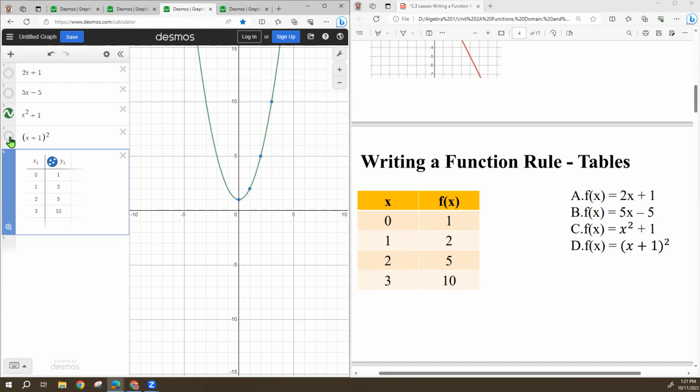I always like to check all the options. The purple one, it's definitely not the purple one. This green one goes through all of these points. This curve contains all 4 of those points in the table. That means they are part of my function. And so x squared plus 1 is the function this table is a part of.